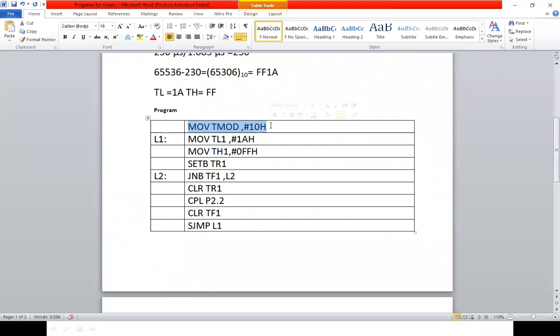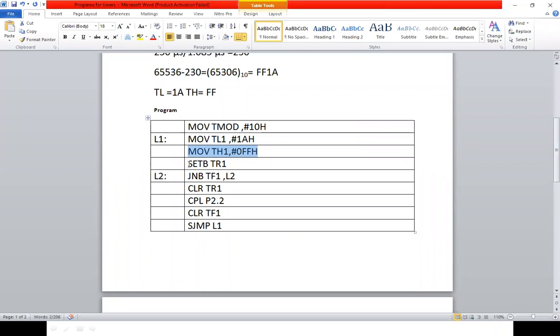Why do we require 16-bit? Here we use the 16-bit timer for the whole counting purpose, from 0000 to FFFF. So here we have to reload TL1 as 1AH and TH1 as 0FH. We are discussing here how to calculate this TL1 and TH1. TL is 1A, TH is 1F.